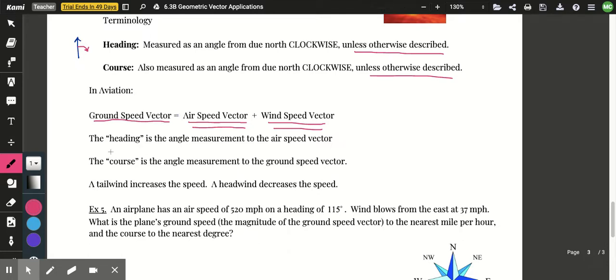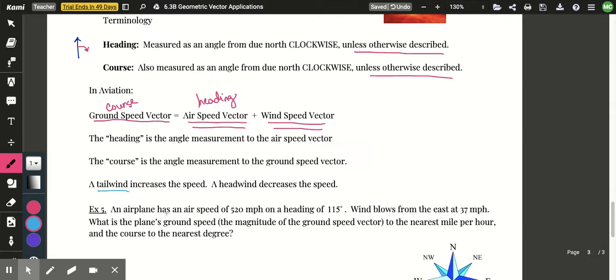All right, the heading is the angle that's measured to the airspeed vector. So the heading is related to this airspeed here. And the course is the angle measurement to the ground speed vector. So ground speed goes along with course. Now, this may sound totally logical to you, but if you've never heard this terminology, it might be foreign.